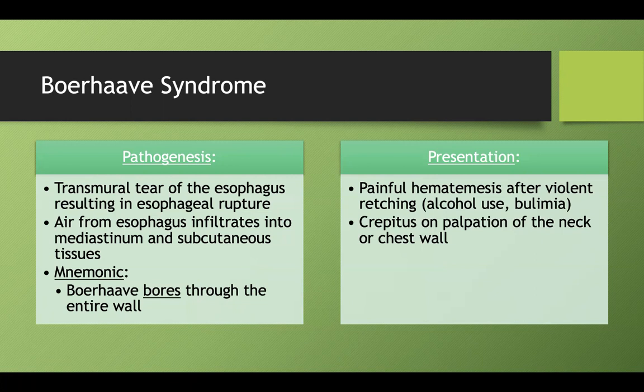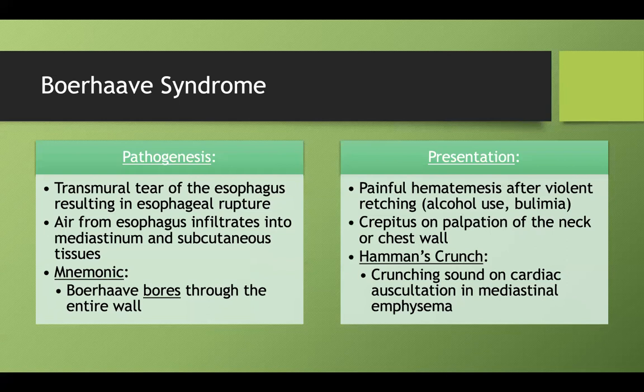But in Boerhaave, in addition to the painful hematemesis, you might actually, on a test question especially, they might mention this Rice Krispie feeling, this crepitus on the neck or the chest wall. And that's because air has escaped from the esophageal lumen into the subcutaneous tissues, and you could feel that air underneath the skin. You might also hear this phrase called Hamman's crunch. That's a crunching sound on the cardiac auscultation, and that's because air has entered the mediastinum.